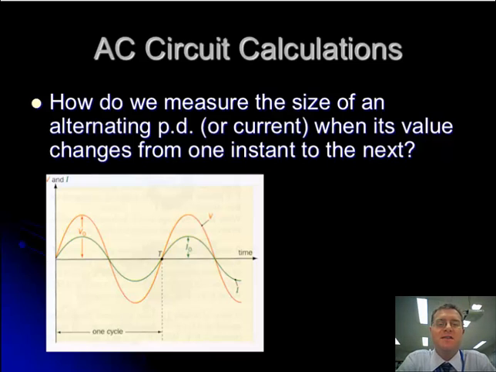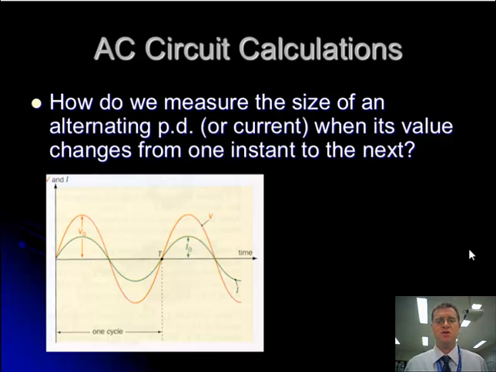During this session I'm going to be explaining how we can do calculations about circuits when we have an alternating current. So really I'm asking the question, how do we measure the size of an alternating potential difference or current when its value changes from one instant to the next? Okay, so how do we overcome this problem? Let me explain what scientists did.